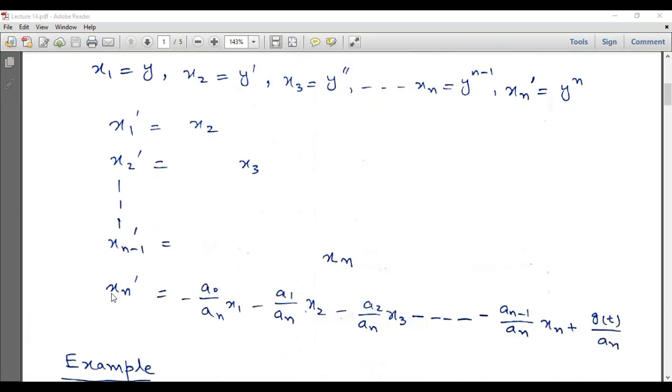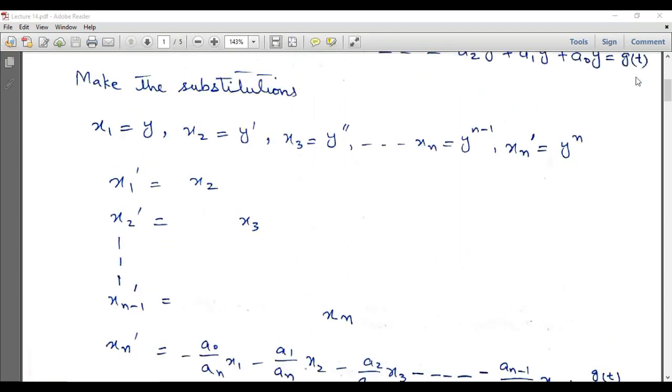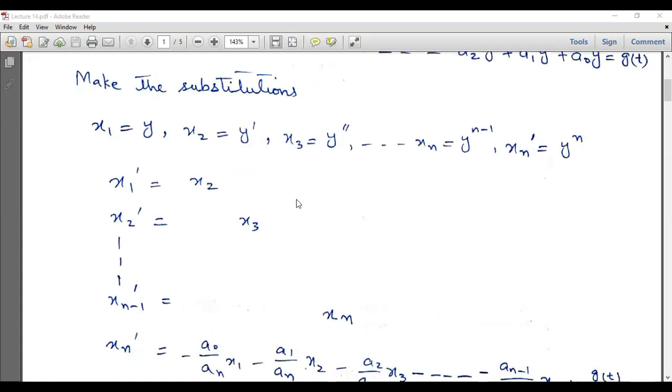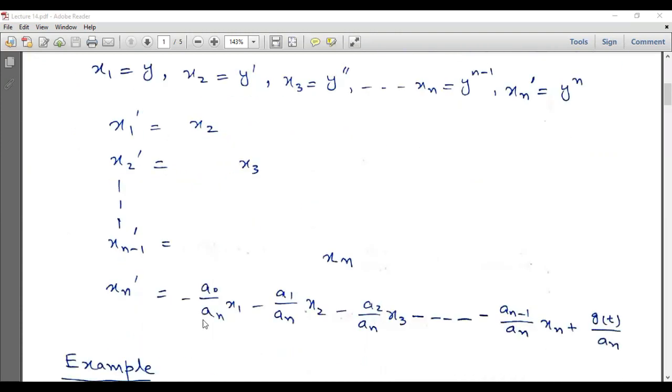So this is our xn derivative, and it is equal to minus a_0 over a_n times x1, minus a_1 over a_n times x2, minus a_2 over a_n times x3, and so on, minus a_(n-1) over a_n times xn, plus g(t) over a_n, right? So y is represented by x1, y derivative is written as x2, y double derivative is written as x3. That's why we see x1, x2, and x3 over here.